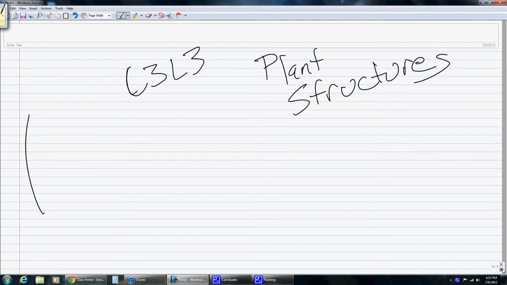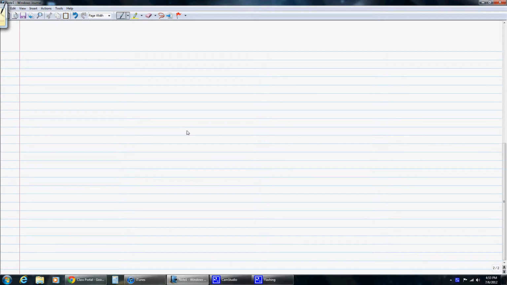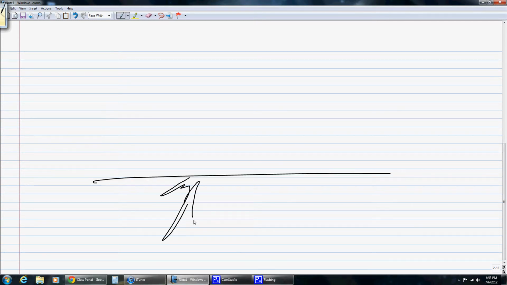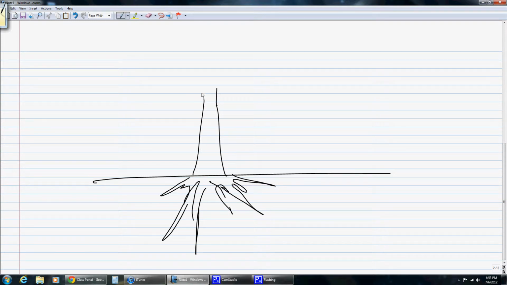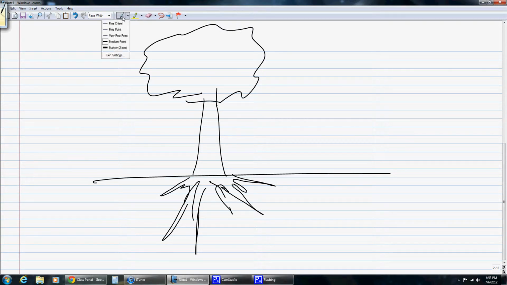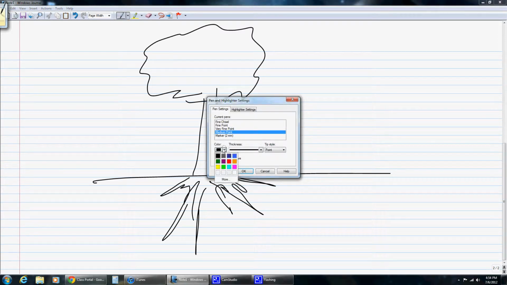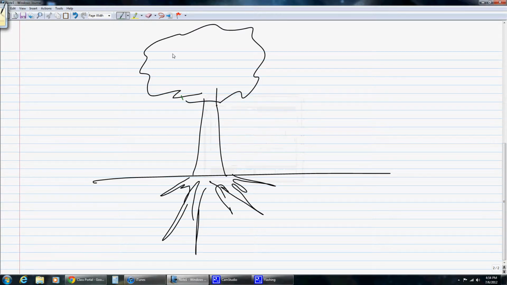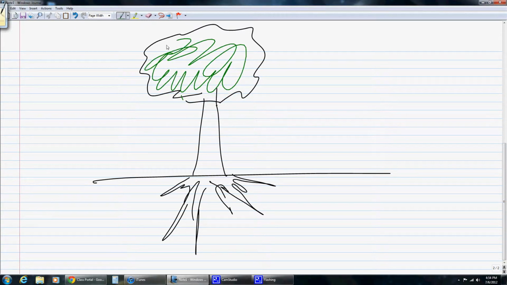So on this next page, we're just going to take a look and draw out a very basic plant. So here's our lovely ground, here's our root system, here's our stem, and this ugly bush right here. Let's make it colorful and beautiful. Let's see if it's going to let me do that. Let's make this green, just so we know that these are leaves and not just a weird fuzzy tree.